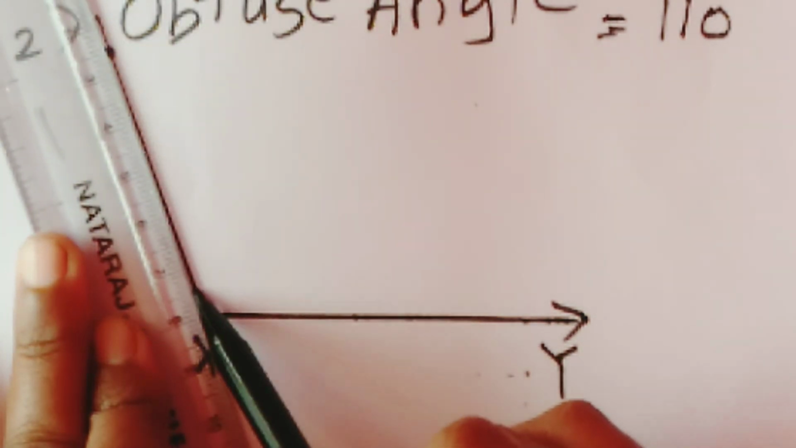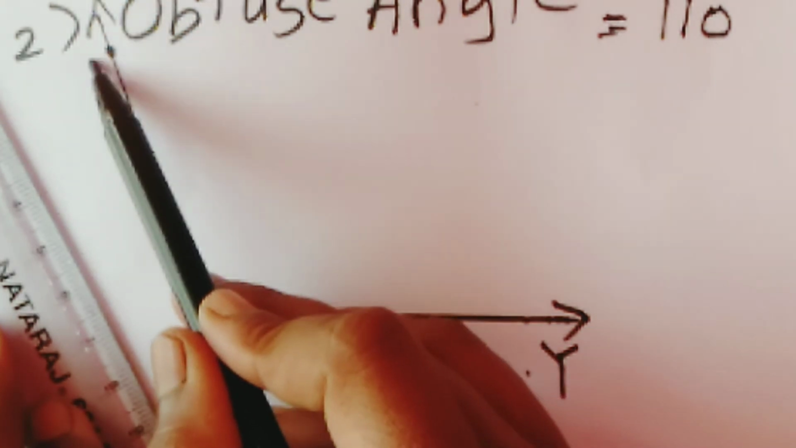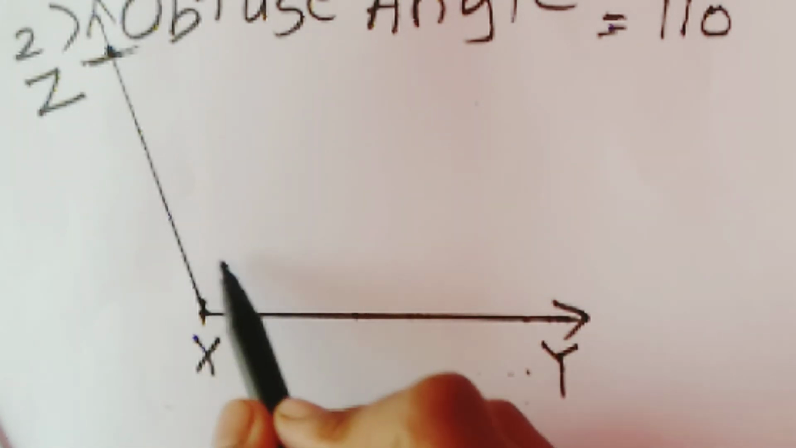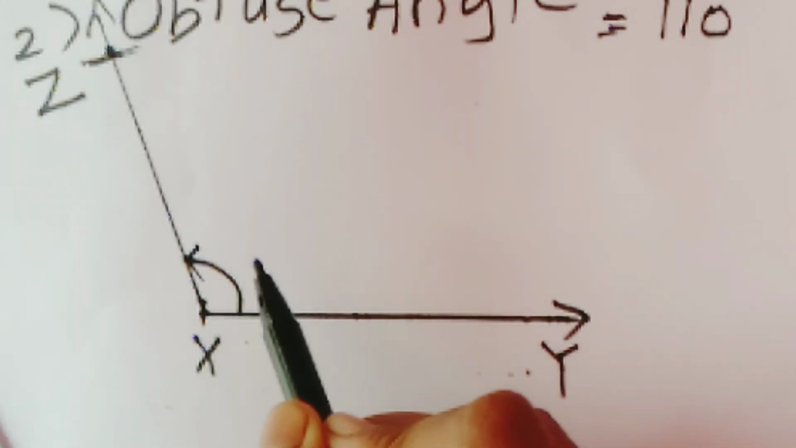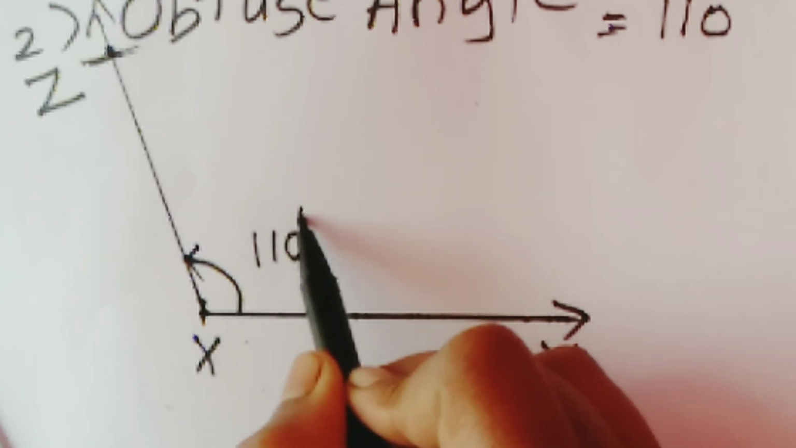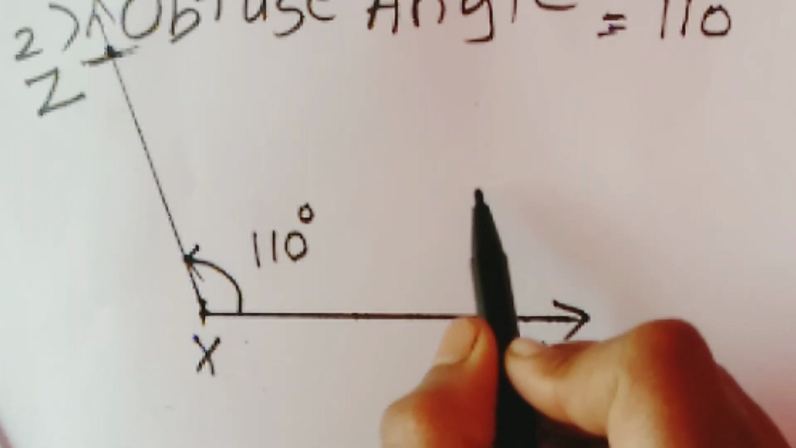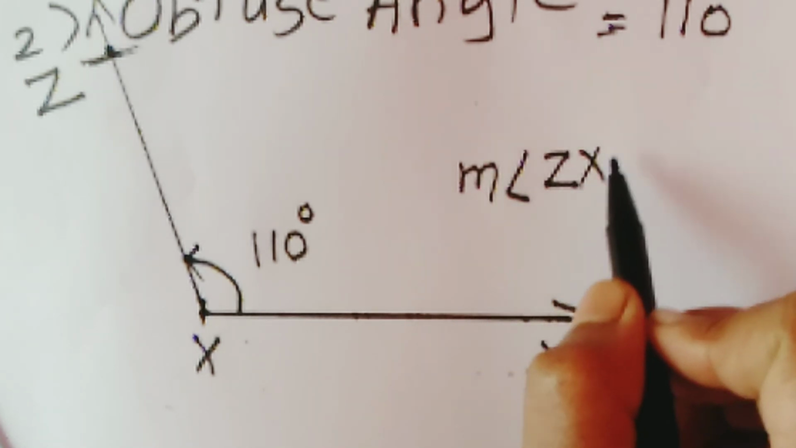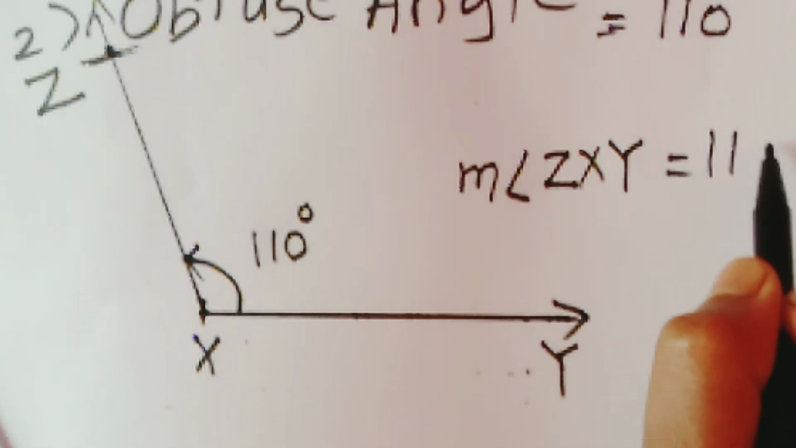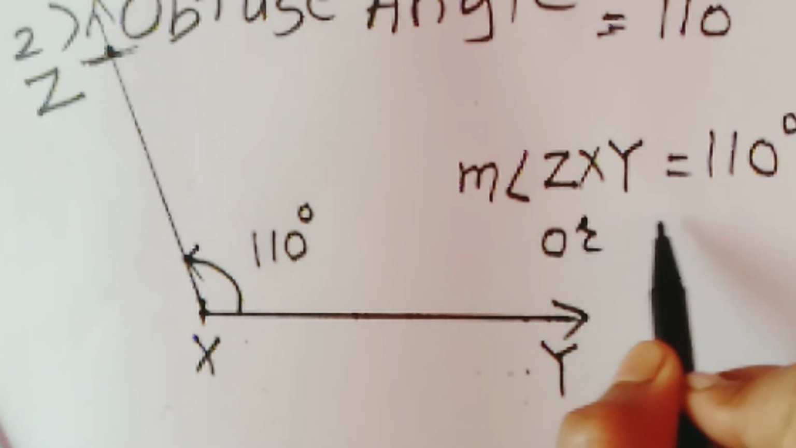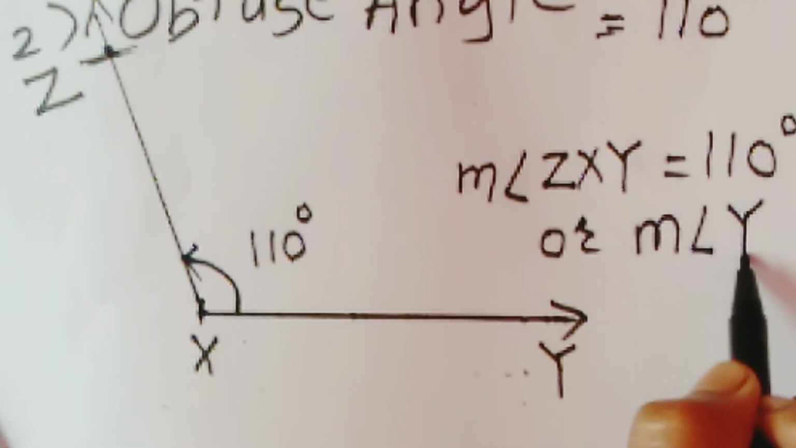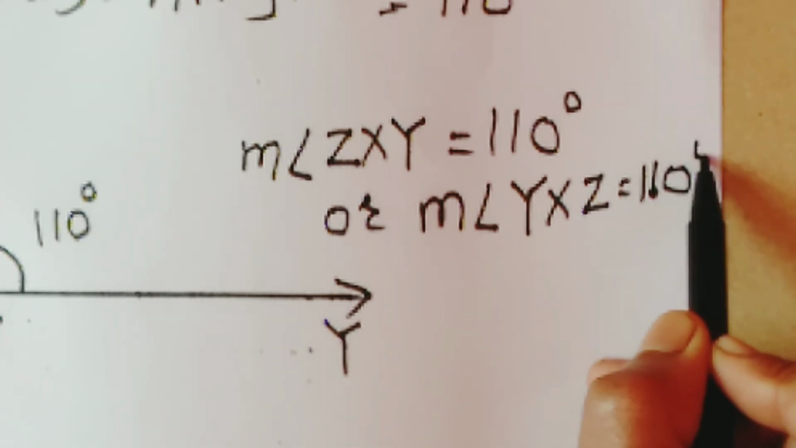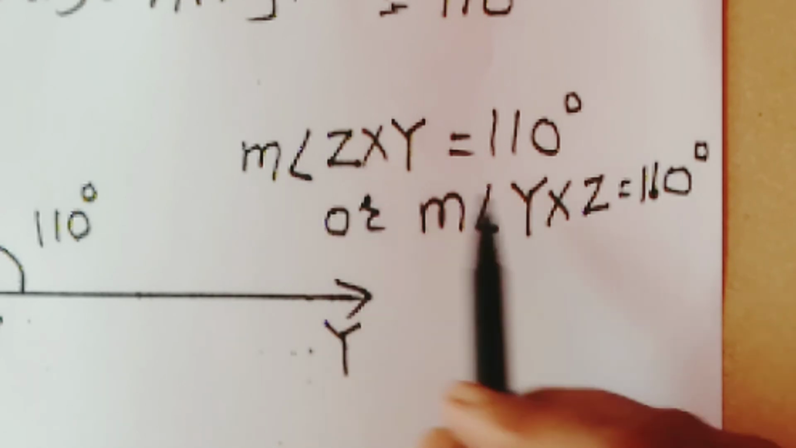Then remove your protractor and join these 2 points like this. Give an arrow here and name these points X, Y and Z. This is the angle which measures 110 degree. Then how can you read this angle? Measure of angle ZXY is equal to 110 degree, or measure of angle YXZ is equal to 110 degree. You can write it using both ways.